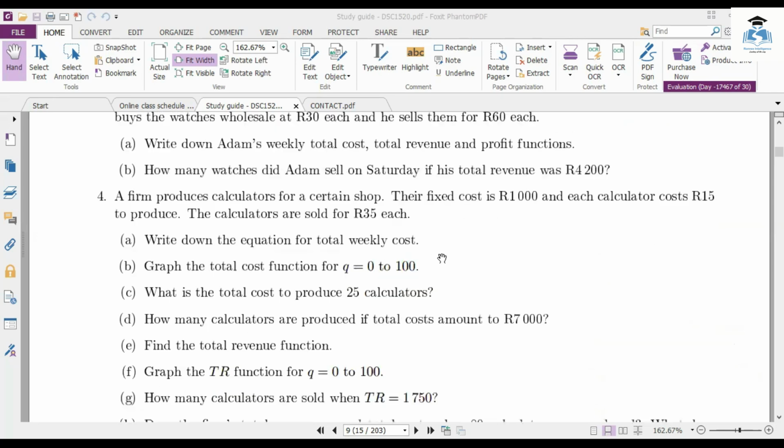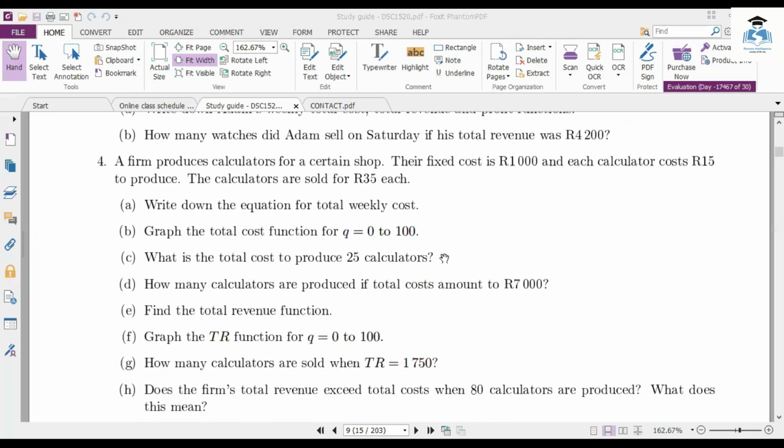Let's do number 4. Okay. So number 4 is saying a firm produces calculators for a certain shop. Their fixed cost is 1,000 and each calculator costs 15 Rand to produce. The calculators are sold for 35 Rand each week. Okay, so write down the equation for the total cost.